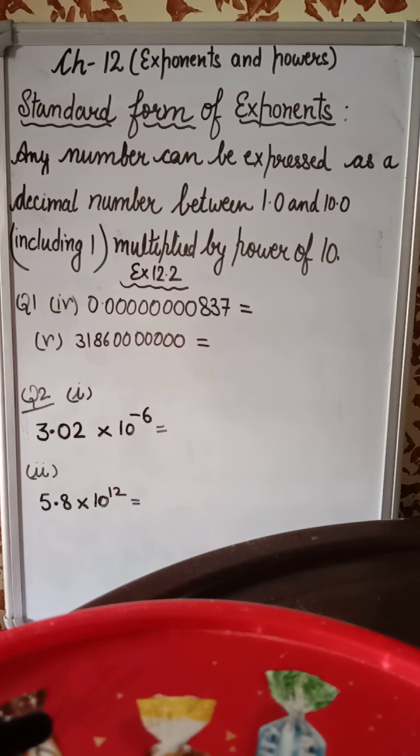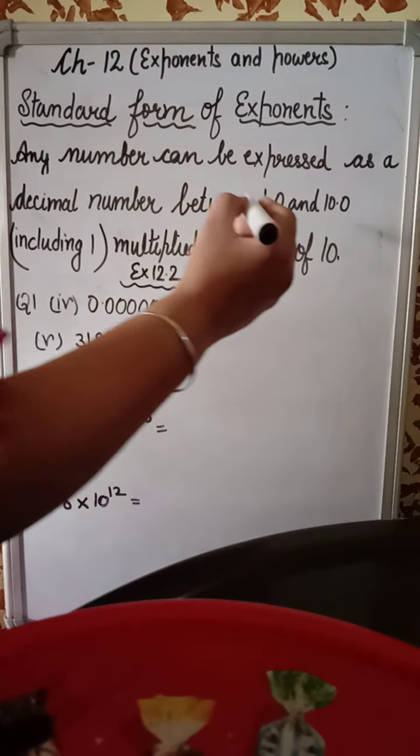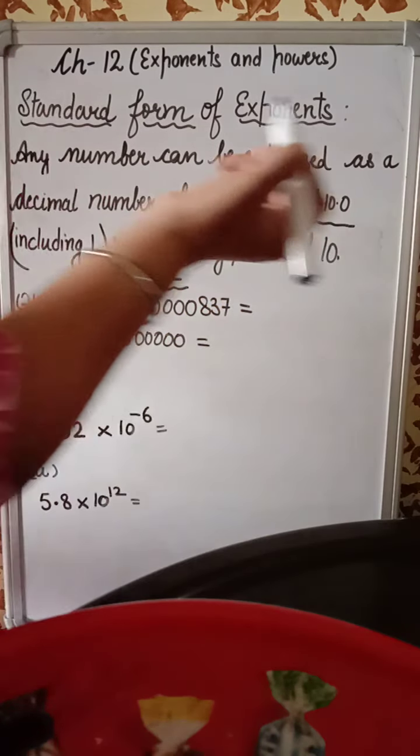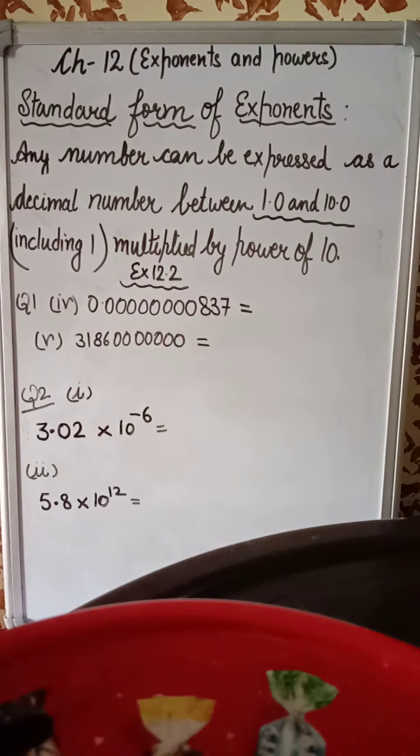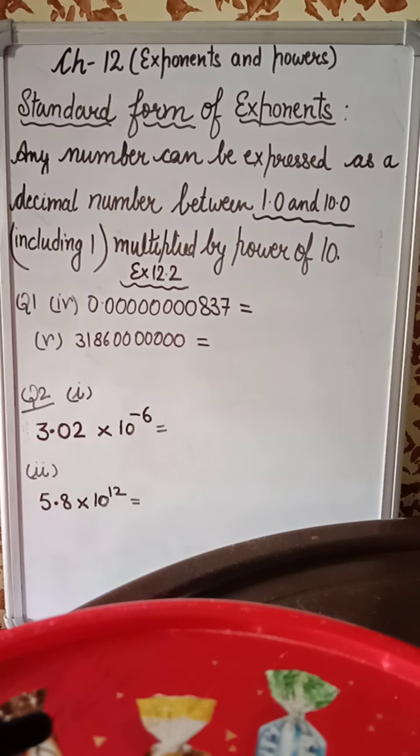Good morning students. Our topic today is how to express numbers in standard form. That means we will learn the standard form of exponents. Any number can be expressed as a decimal number between 1 and 10 multiplied by a power of 10. So you can express any number between 1 and 10, including 1, multiplied by a power of 10. That number is said to be in the standard form.